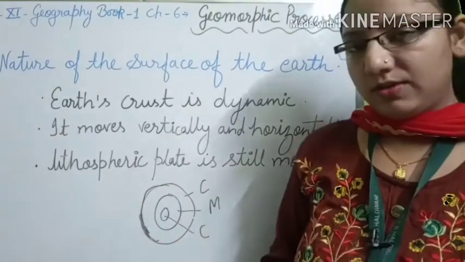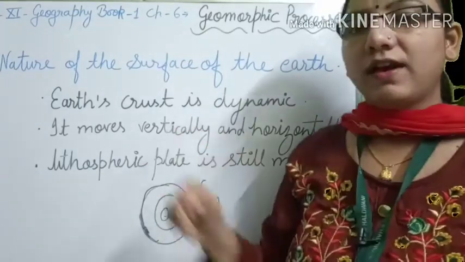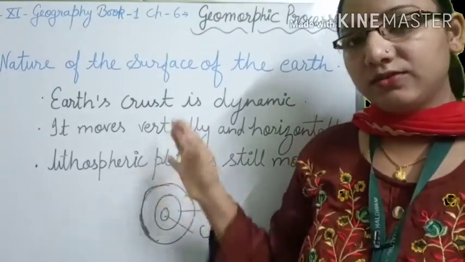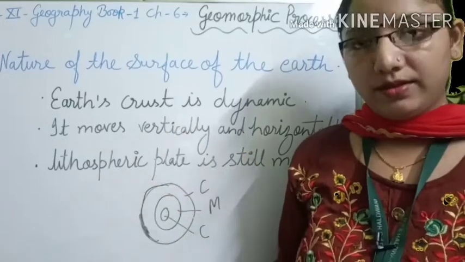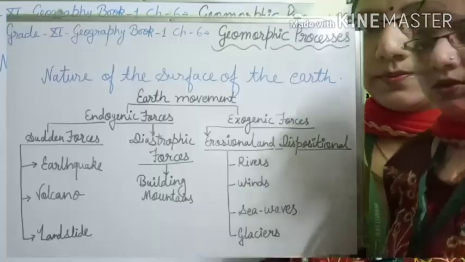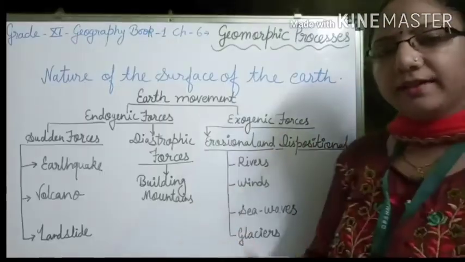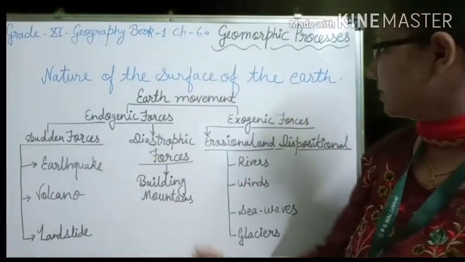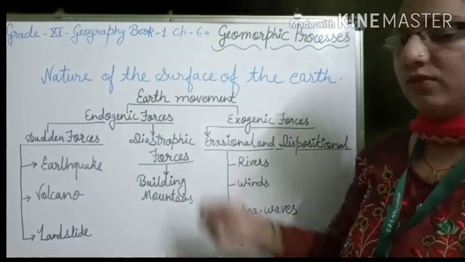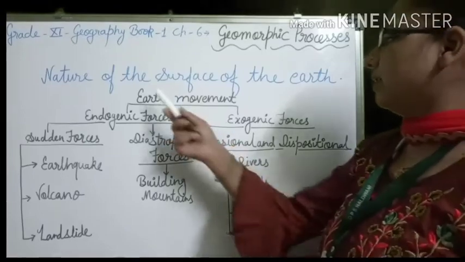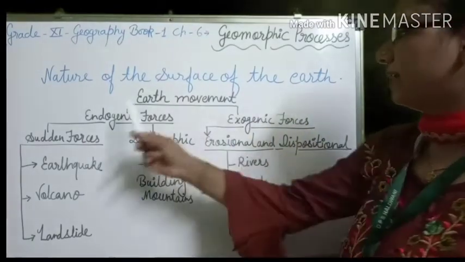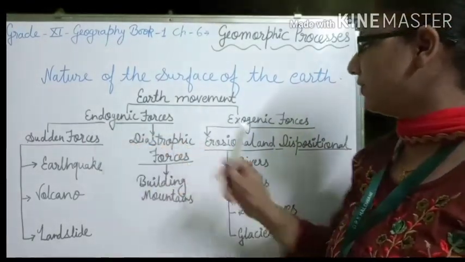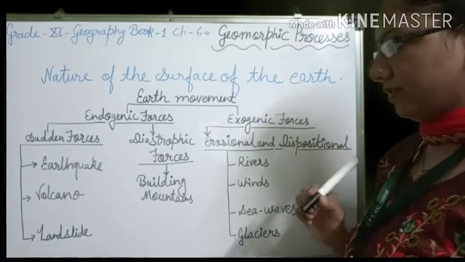Okay, I'm telling you how the movement is divided, and let's see the flow chart, then you will understand it better. So students, to better understand the earth's surface movement, let's see this flow chart, in which you can see there are two types of earth movements, known as endogenic forces and exogenic forces.